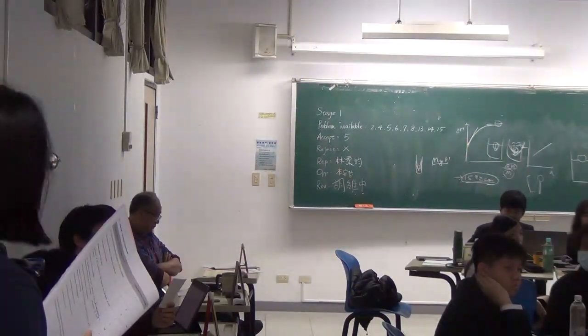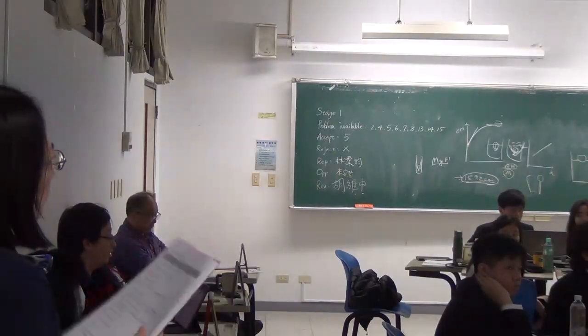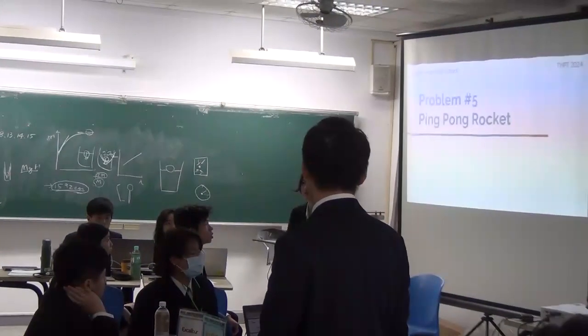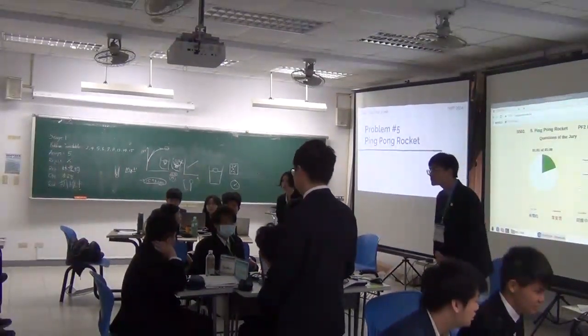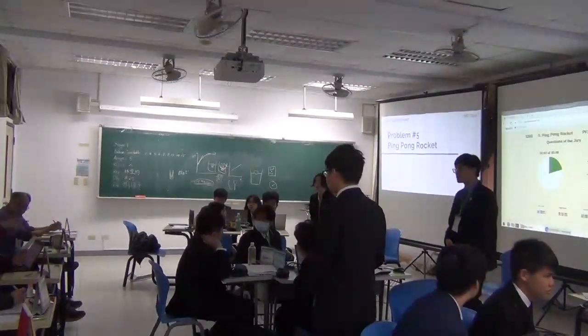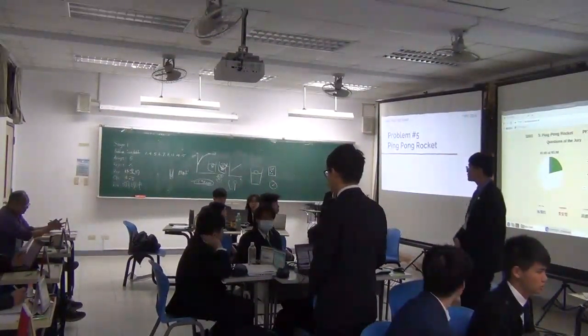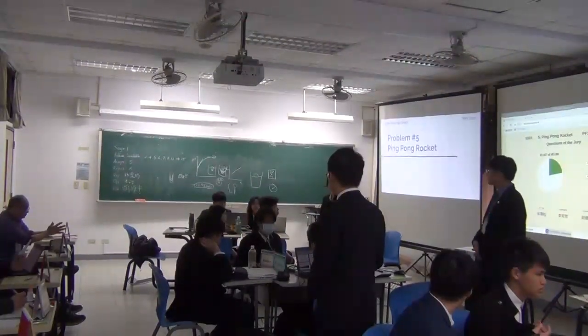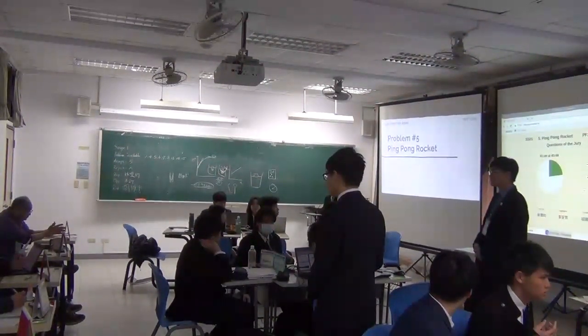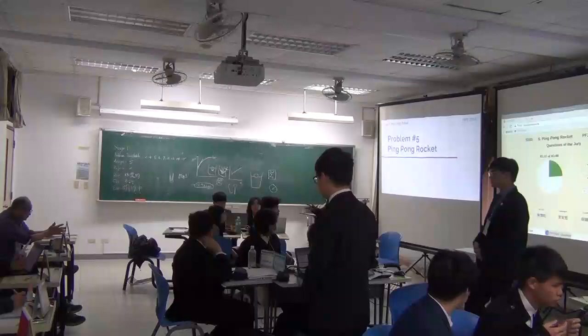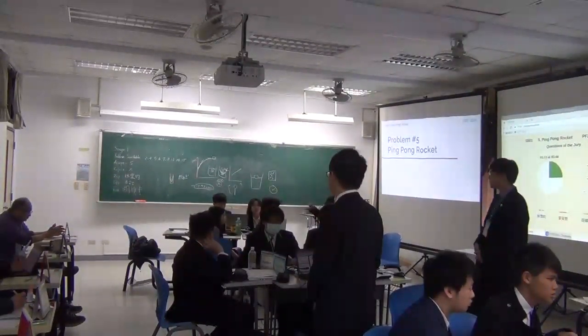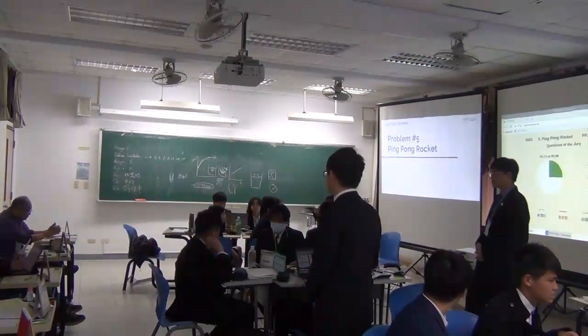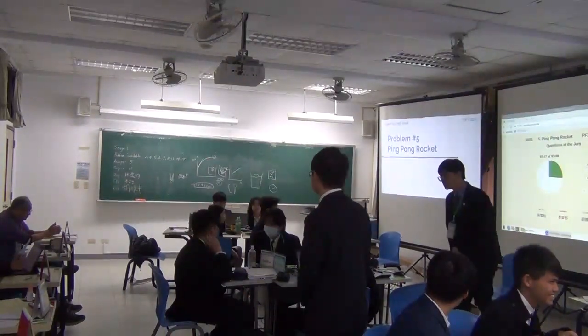Okay, so how about you? Do you have an answer to this question? How to check whether the two parameters in your data are linear or not? So we would draw a trend line. But in our experiment, due to the lack of time, the trend line of the graph would be linear.